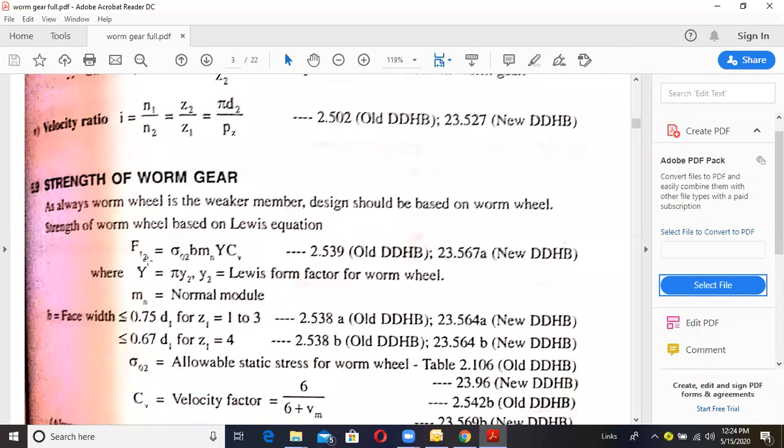Why have they mentioned 2 here? Sir, worm wheel. What does 2 indicate? Gear, sir. So always we are designing for the gear, right? Worm wheel. Yes, sir. For wheel or gear we represent by 2. If it is the pinion, it is represented by 1. Understood?